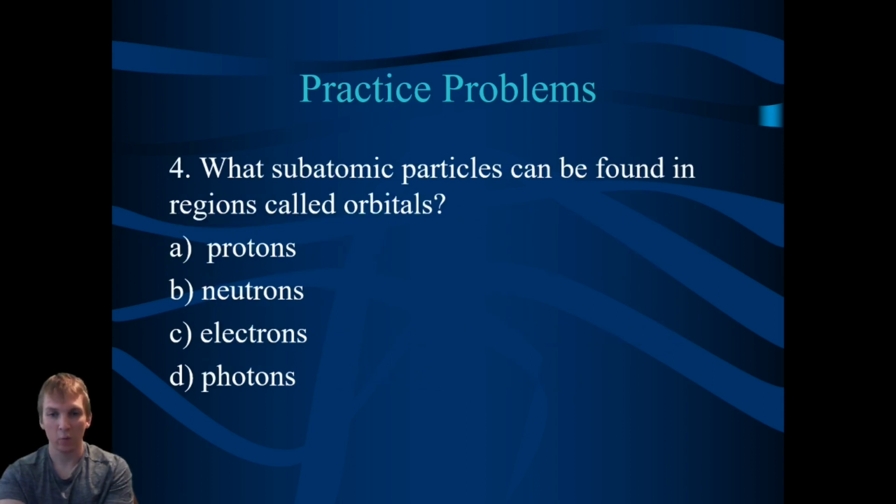And then number 4, what subatomic particle can be found in regions called orbitals? Protons, neutrons, electrons, or photons? The correct answer here is electrons. All right, so that concludes Notes 1 on the atomic model.